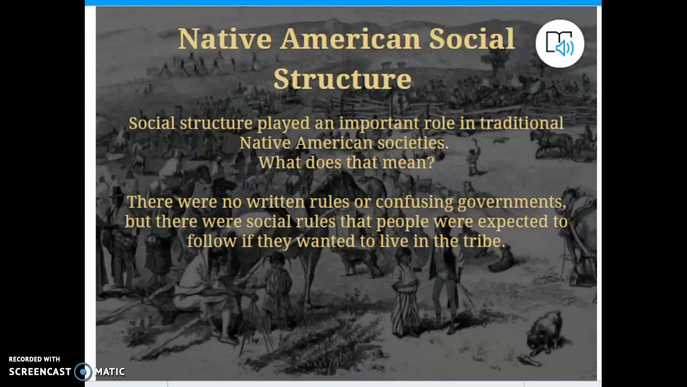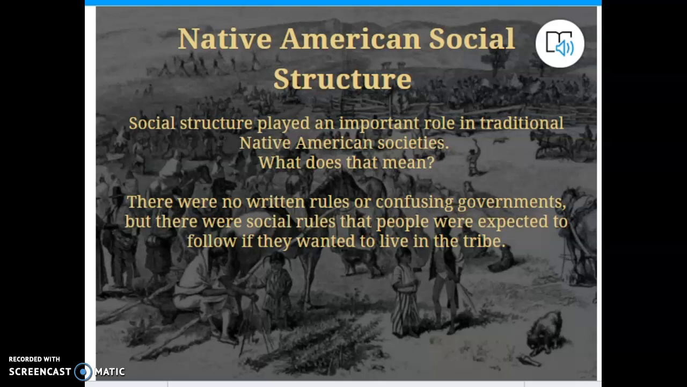So let's look at their social structure and how this might be similar to us, how this might be different than us, and how it might be a little bit of a blend of both. But social structure plays an important role in our society, and it also plays an important role in Native American societies. But what does that even mean?